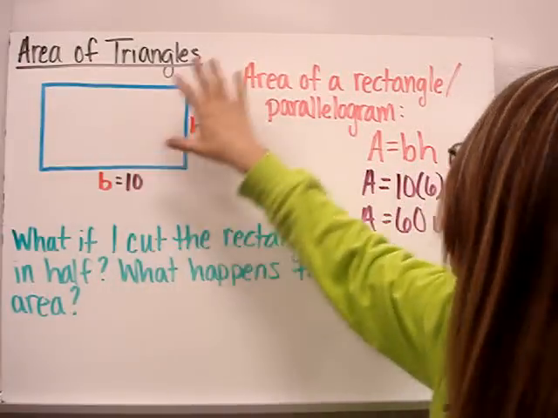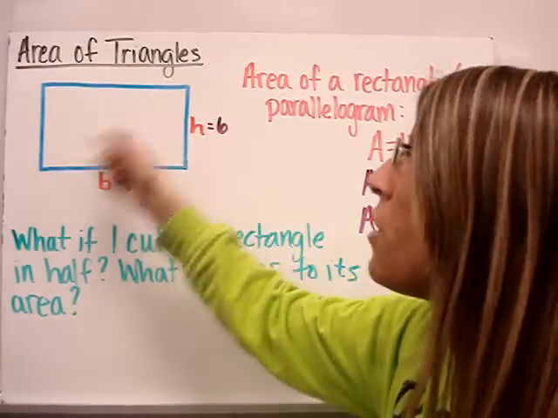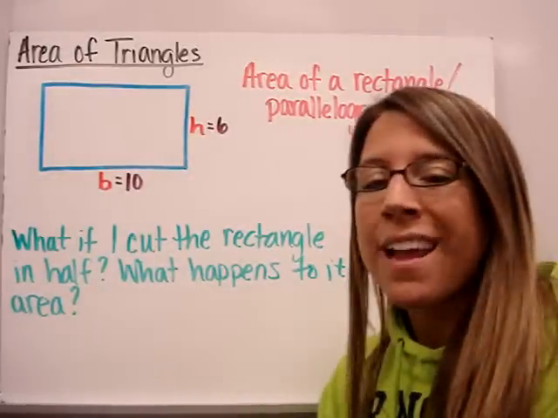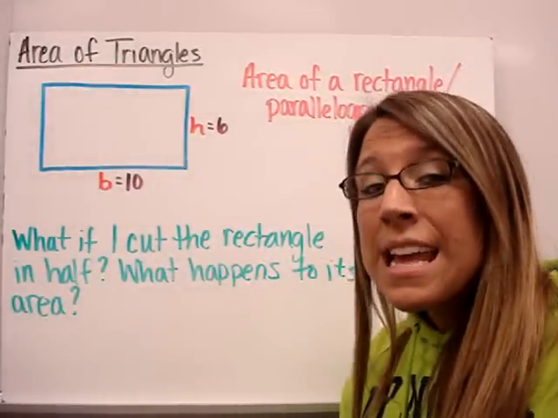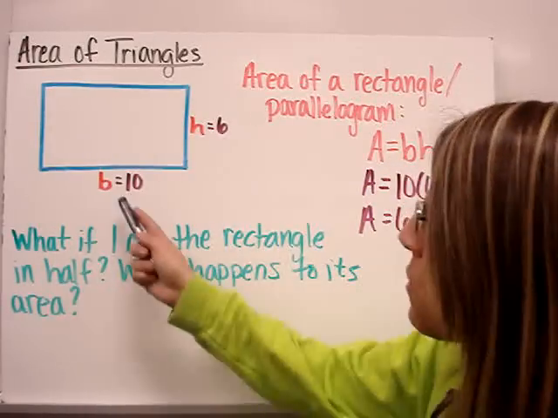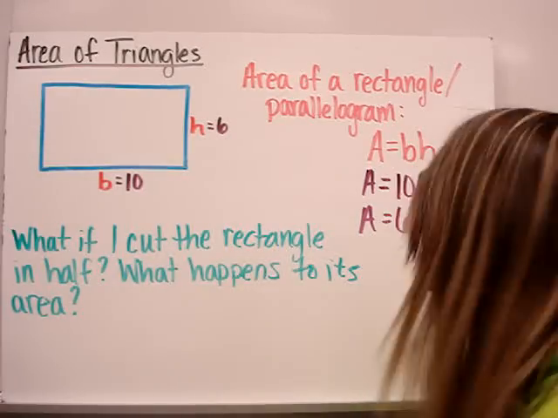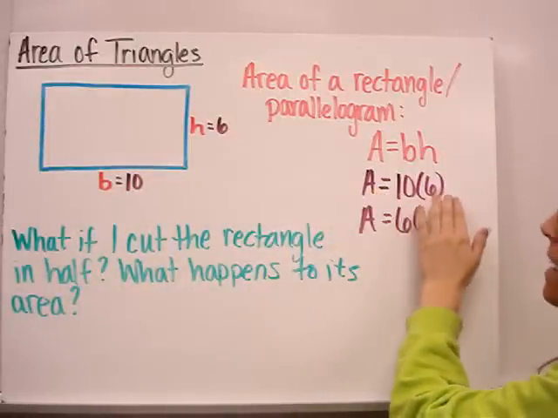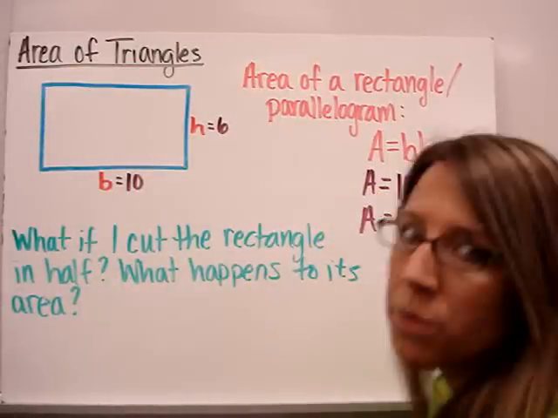We're going to begin with this rectangle. We could also call this a parallelogram, right? So we know that the formula for finding area of a rectangle is A equals base times height. Area equals the base times the height. So if the base is 10 and the height is 6, I know that if I'm going to find the area of this entire rectangle, it is 10 times 6, which is 60 square units.